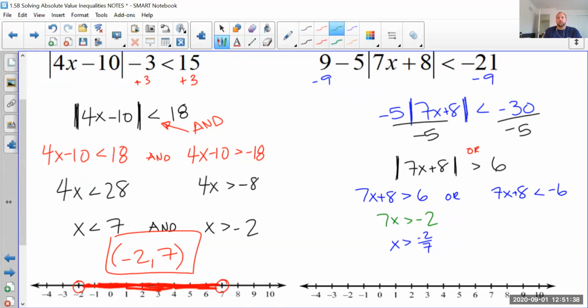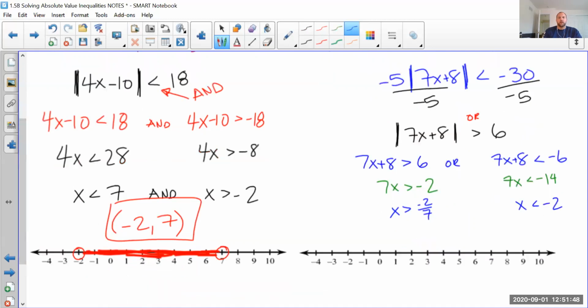Over here, subtract 8, we get -14. Divide by 7, we get x is less than -2. Again, remember it's an "or" problem, so we don't have to look at where they overlap on this one. We're just doing everything as an answer.